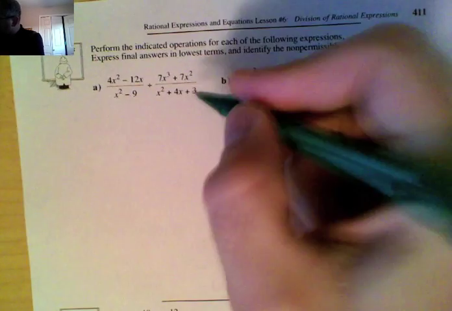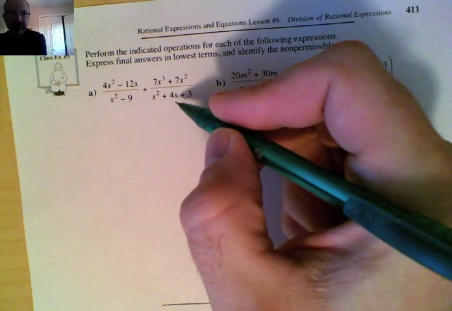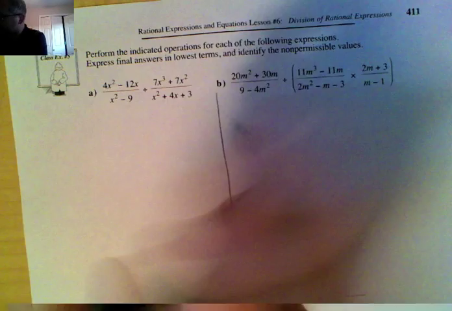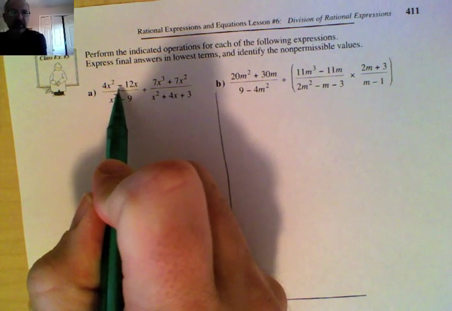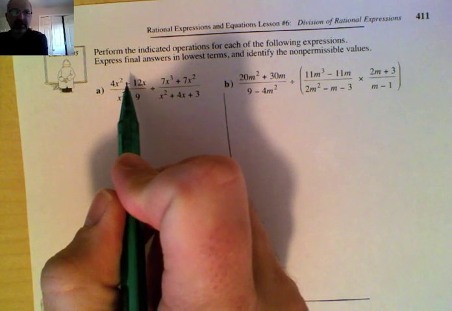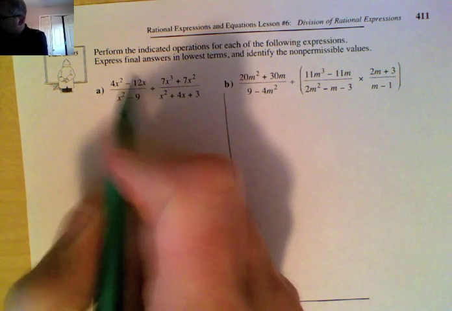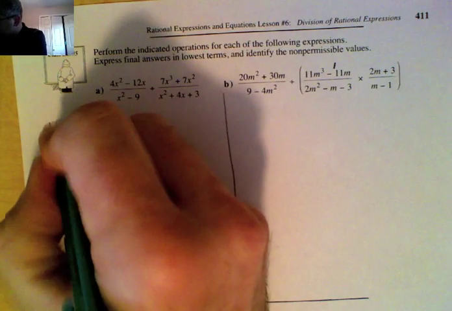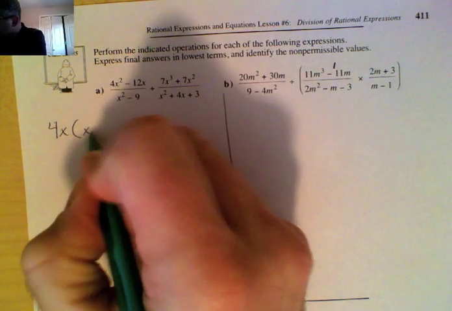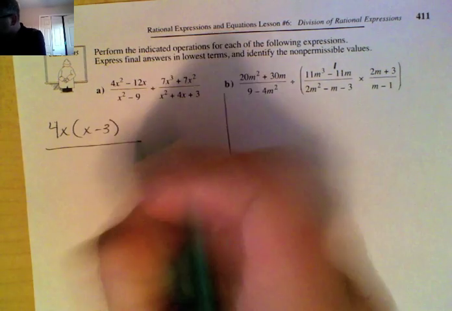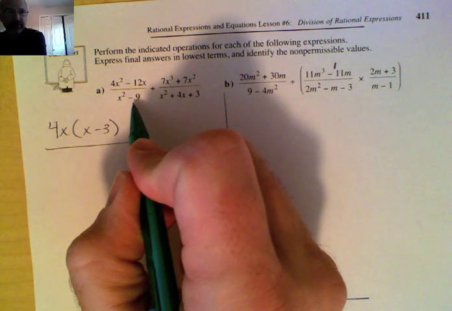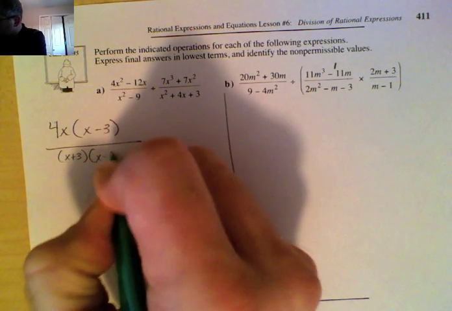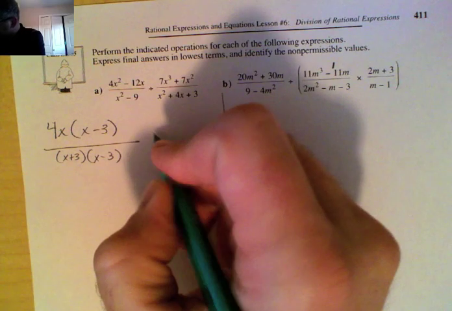Okay, if we look at this first expression here on the left side, we have to factor everything to start with. So remember, the first thing you always try to do when you're factoring is take out a common factor. And in our numerator on the left side, we can actually take out a 4x, and we're left with x minus 3. In our denominator, this is a difference of squares. So when we factor this, we get x plus 3 and x minus 3.